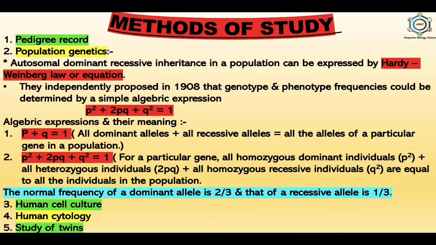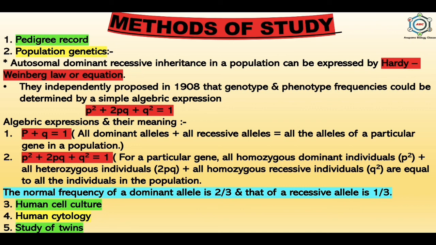And the last is study of twins. The identical twins develop from a single zygote by separation of the two blastomeres after the first cleavage. Therefore, they have similar genetic traits except for the rare change of mutations. Fraternal twins develop from different zygotes. Therefore, they are no more alike than other children born at different times in the same family.